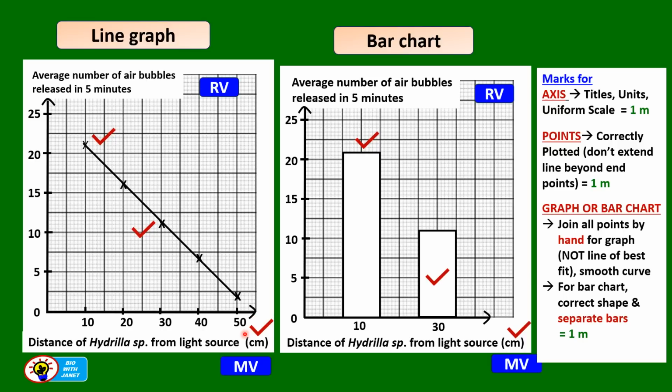Now next, the points must be correctly plotted. So I base it on the table just now. At 10 cm, 21 bubbles were released, and so forth, down until the last one.